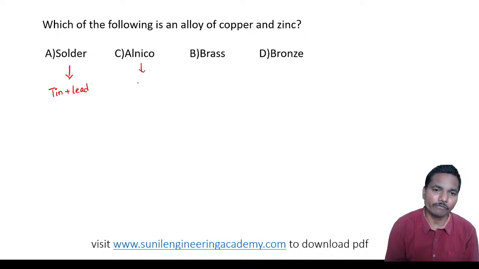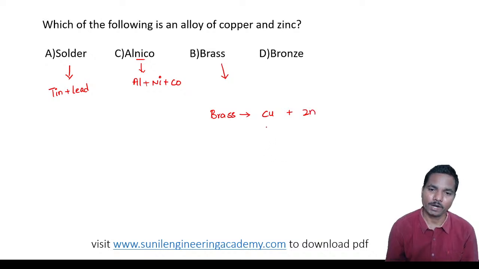Alnico, as the name itself says, is aluminium, Ni nickel, and Co cobalt. Brass is the alloy of copper plus zinc. The copper percentage is 70%, zinc 30%. We have one more alloy, what is that? Copper plus zinc, Dutch metal. Dutch metal is also copper plus zinc, just the percentages are different, 80, 20.